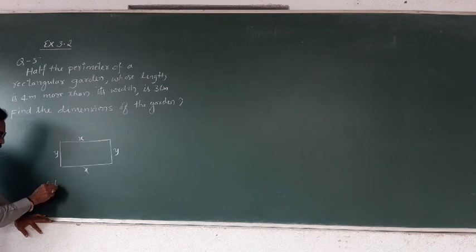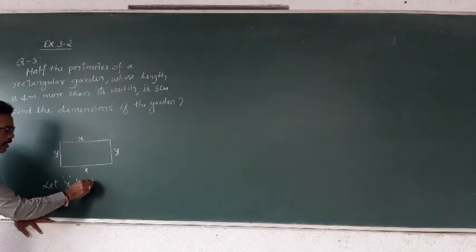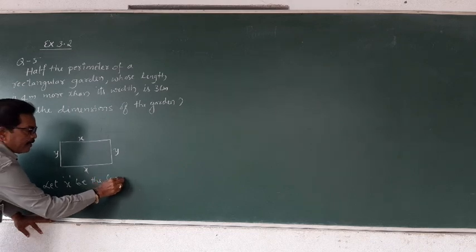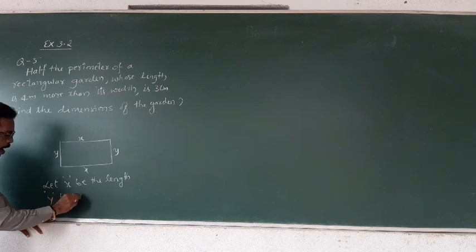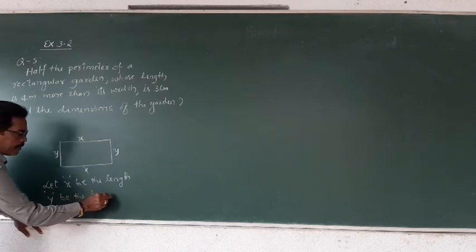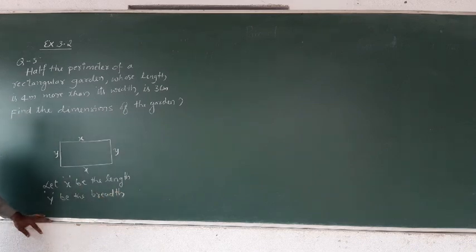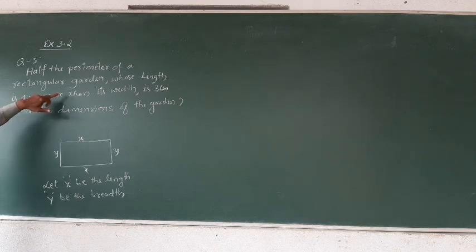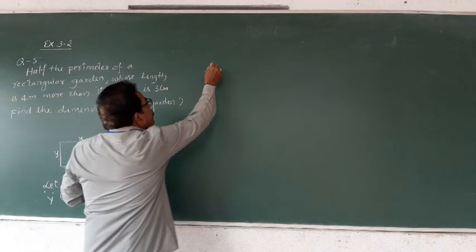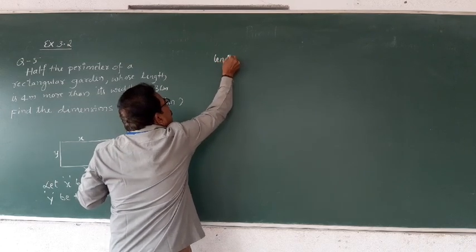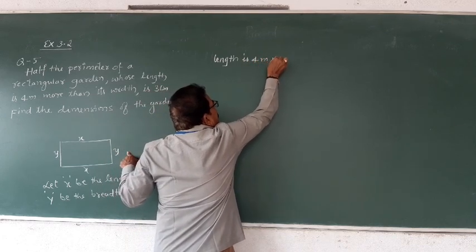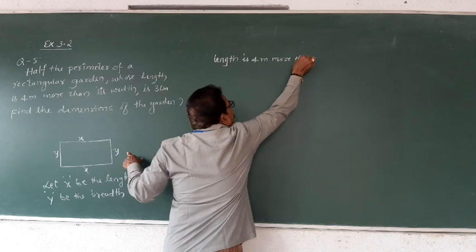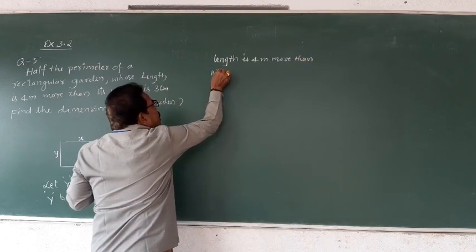So let x be the length, y be the breadth. Whose length is 4 meter more than its width. Length is 4 meter more than width.